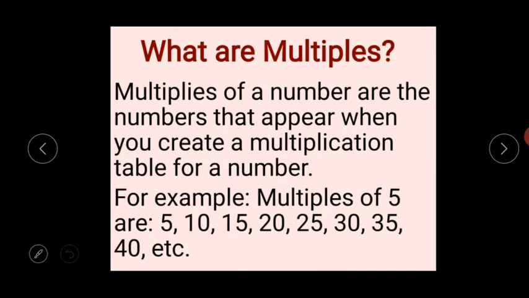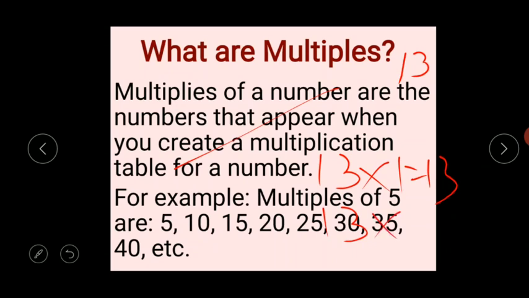Proceeding to the next question I gave you: what are multiples? Multiples of a number are the numbers that appear when you do multiplication. This is not actually a definition, I have just written it to explain what multiplication is. In your number tables, whenever you are doing the table of 2, 3, 4, if I tell you to write the table of 13, you will write 13 ones are 13, 13 twos are 26, and so on. What is this? This is nothing but the multiples of 13.